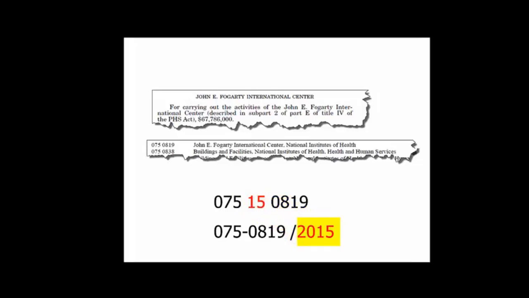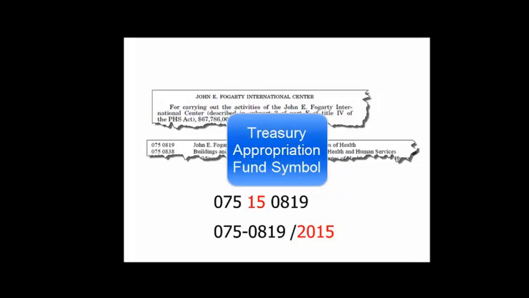In order to answer this question, let's first review how Treasury establishes appropriation accounts. If the appropriation language is silent on period of availability, like this example of the FY 2015 John E. Fogarty International Center appropriation, we know the period of availability is only 1 year, FY 2015. Treasury adds a two-digit fiscal year number between the agency identifier and the four-digit Treasury account code to identify the account as an annual or one-year account. Note that OMB uses a slightly different format with a four-digit fiscal year at the end. This addition of the period of availability creates the Treasury Appropriation Fund Symbol, or TAFS.